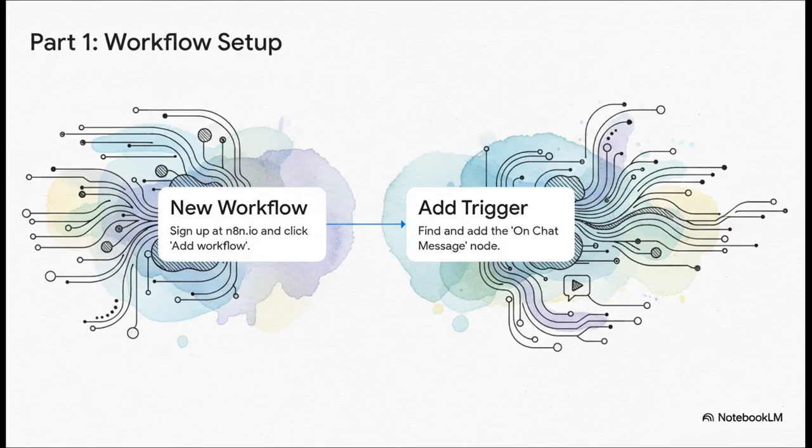From there, click the plus button to add our very first building block. This is going to be our trigger. Go ahead and search for and select the on-chat message node. This little guy acts as the starting gate for our entire process.